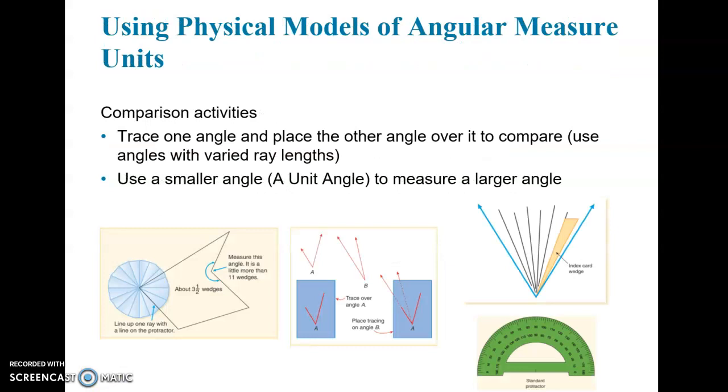To help students conceptualize the attribute of the spread of two rays, two angles can be directly compared by tracing one and placing it over the other, as in the figures below. Be sure to have students compare angles with rays of different lengths. A student may think a wide angle with short rays is smaller than a narrower angle with longer rays, a common misconception among students. A common way to measure angles is with the protractor.